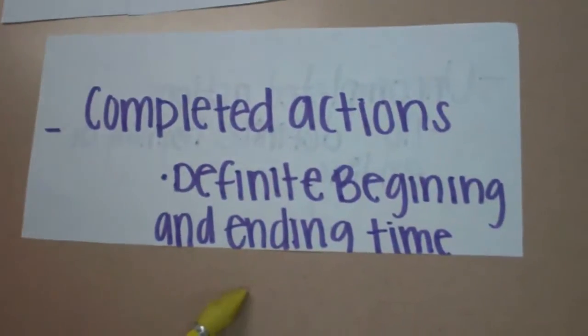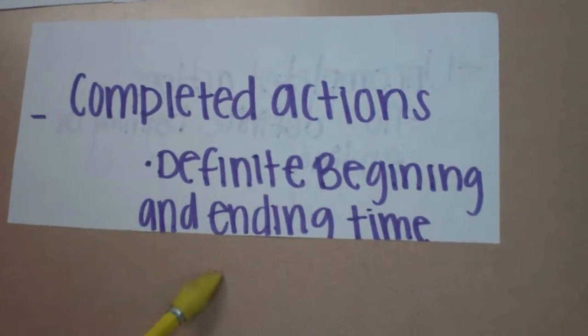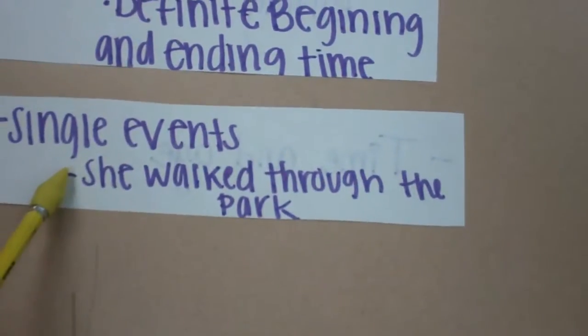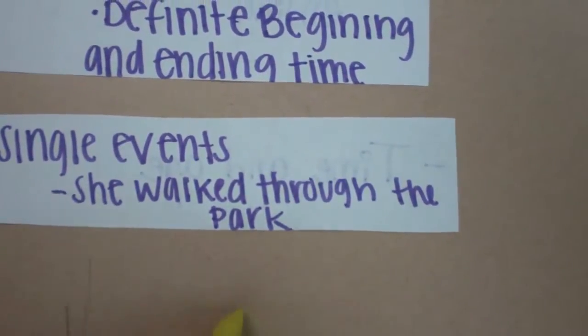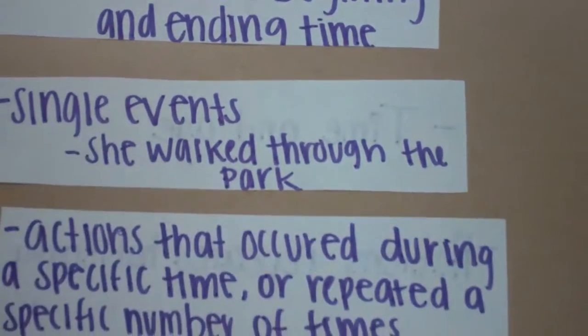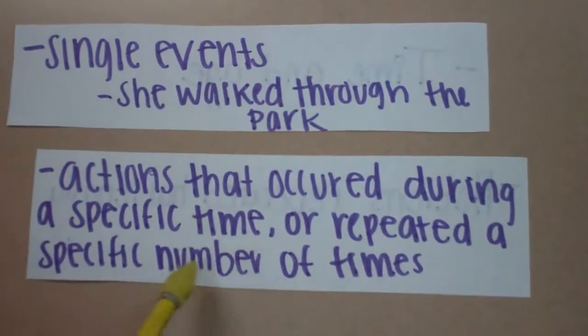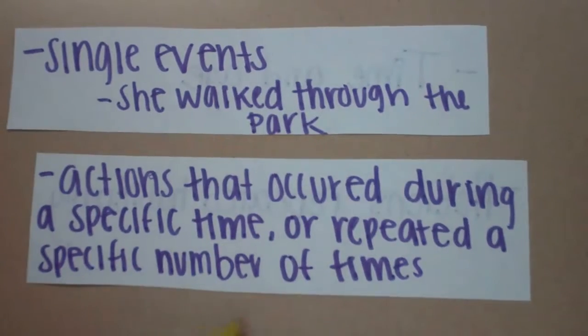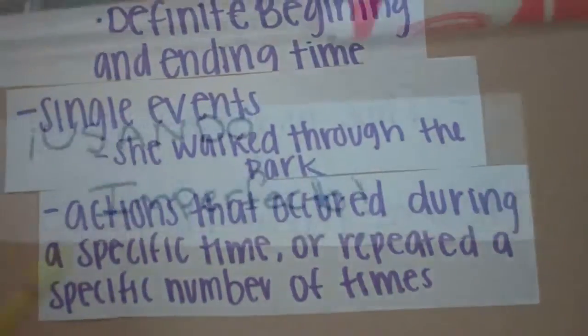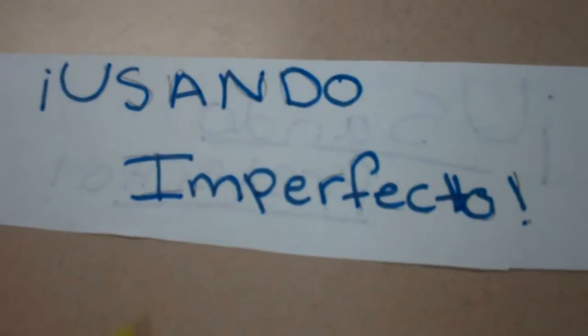You use it for completed actions with a definite beginning and ending time. Single events, like she walked through the park. Actions that occur during a specific time or repeated a specific number of times. Usando imperfecto.